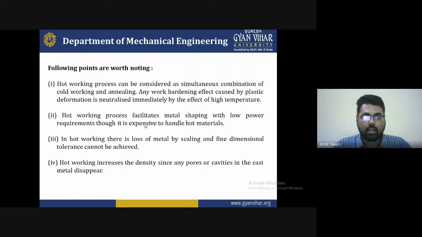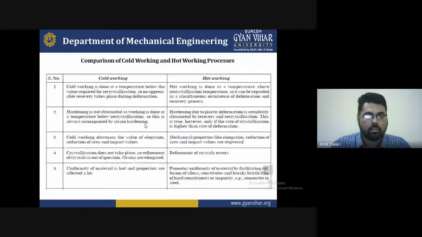Third, in hot working there is a loss of metal by scaling, and fine dimensional tolerance cannot be achieved. These are some points to be considered in hot rolling. And fifth, hot working increases the density by eliminating cavities in the cast metal. So at the end we are comparing the hot working process and the cold working process, to see how much difference there is between the two.